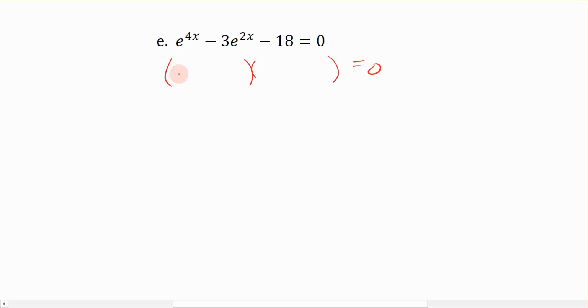The first term in my set of parentheses comes from the first term in my trinomial. So how can I break up e to the 4x into 2 terms? Well, that would be e to the 2x and e to the 2x. And that's the case anytime I have an even power like this. I can break it up or divide it by 2, in other words. Break it into 2 different numbers, 2 equal numbers.